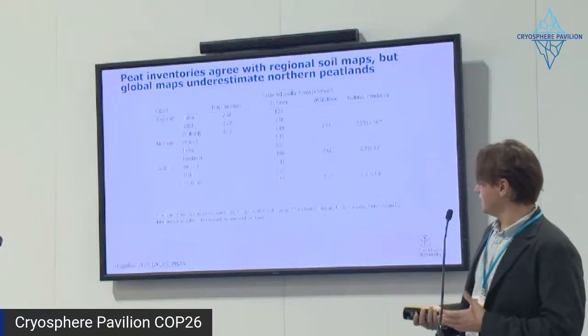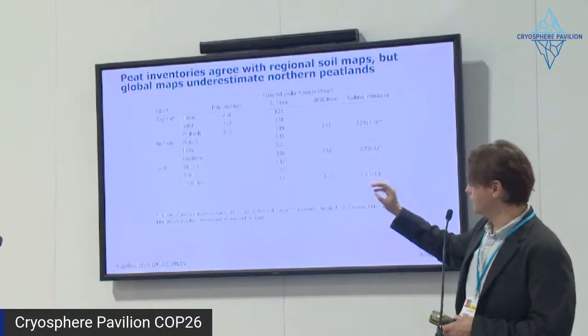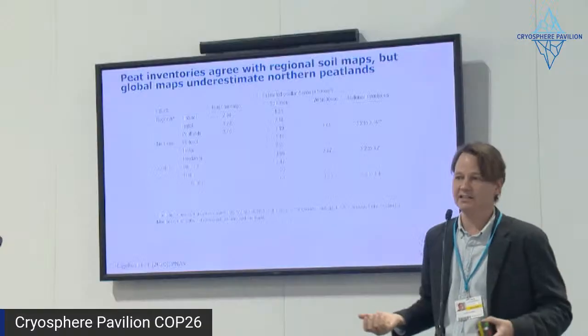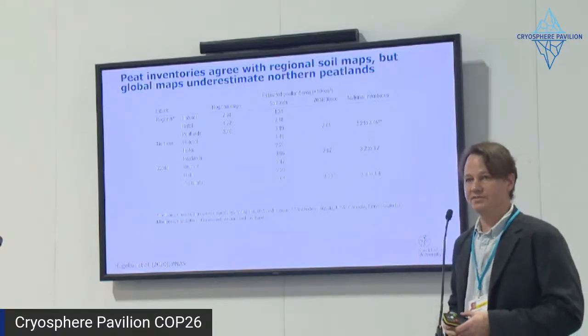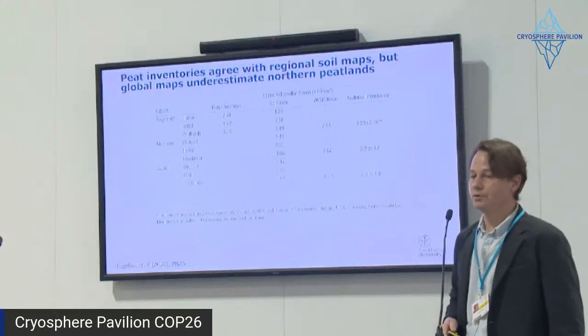And if we click all of this through, we see that we have regional, northern, and world estimates for peatland coverage. And I just want to point to here: we have 3.46 in the regional maps, and the national inventories give you 3.2 to 3.46. So it's exactly the same number. And then the global maps deviate from that. So this is encouraging.